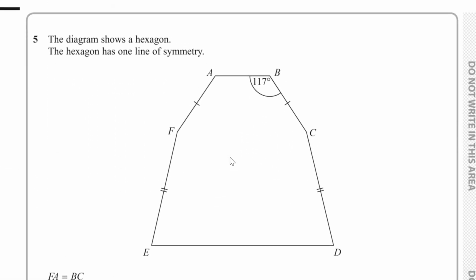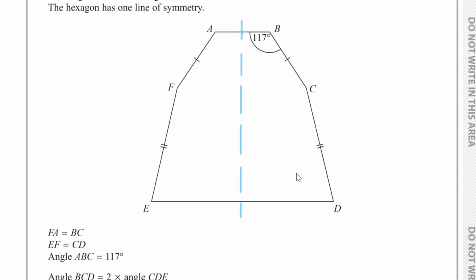Now for question number 5, the diagram shows a hexagon, and the hexagon has one line of symmetry. This one line of symmetry, that is over here somewhere. Okay, so let's just quickly add on this line of symmetry. We have here our line of symmetry.